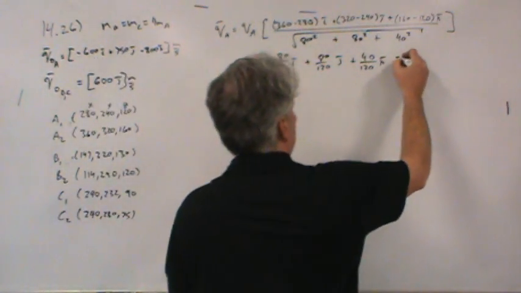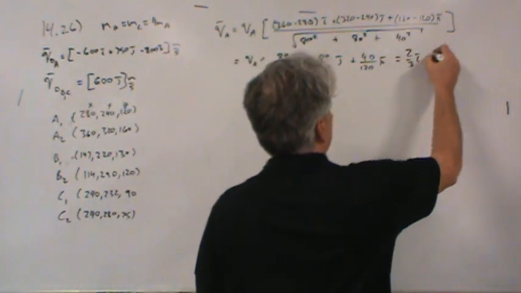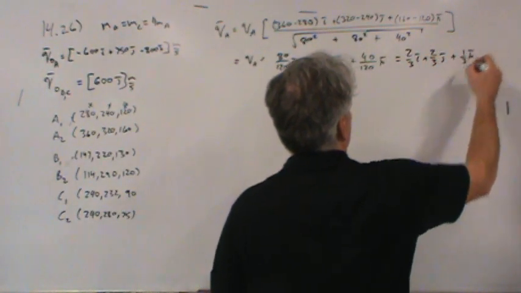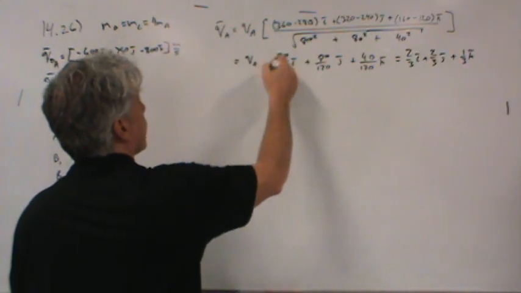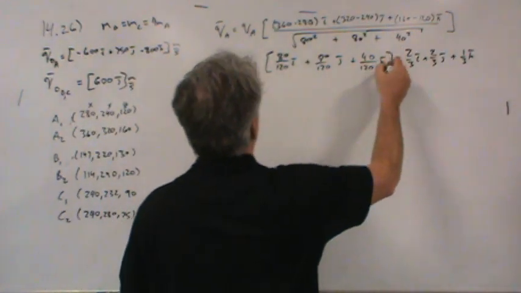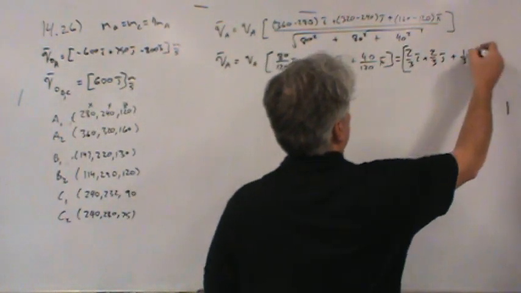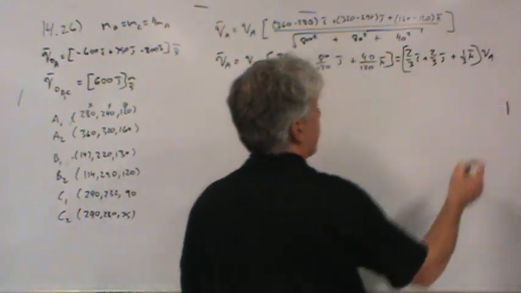And we can simplify this just a little bit. This is 2/3 i plus 2/3 j plus 1/3 k. Well, let's not forget, sorry, I should be multiplying that. This is still the vector VA, and I'll tack it on here again. Just getting carried away with just the direction part.